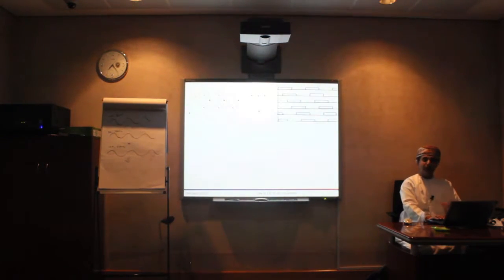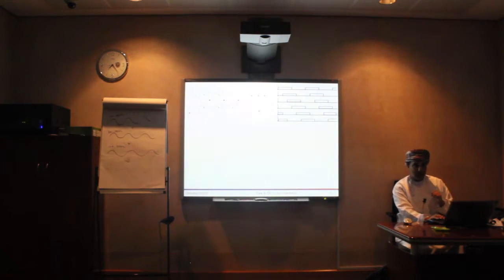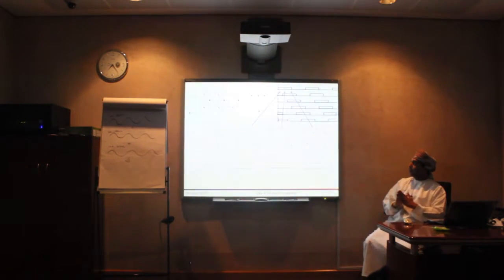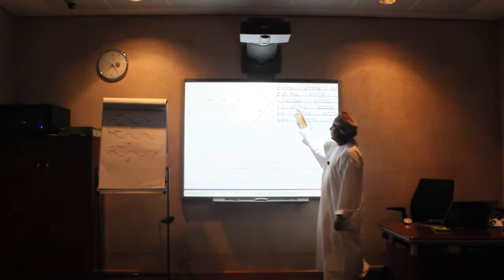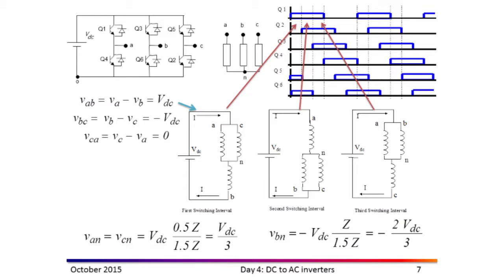Now, suppose that I generated those, and I would like to analyze the voltage of those. Suppose that at the first interval, Q1 is on, Q5 is on, and Q6 is on, just for the first interval. Can you tell me what is the voltage ABC on that one? Can you think how we can get those? Can you draw a circuit here? Let's draw that one.